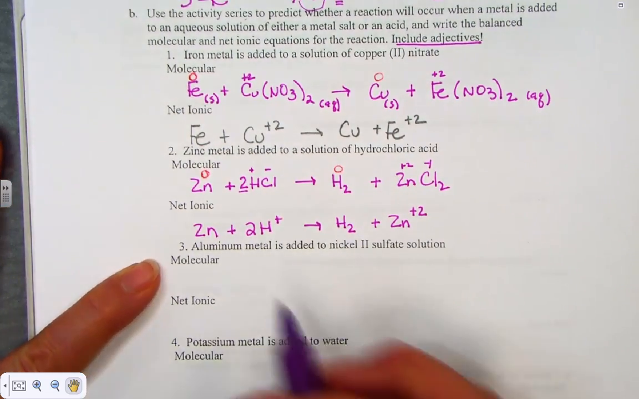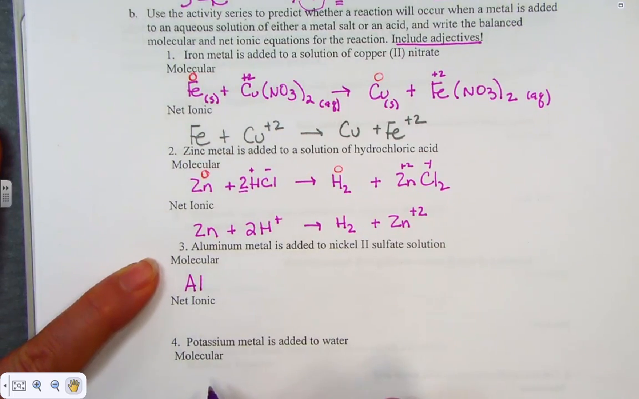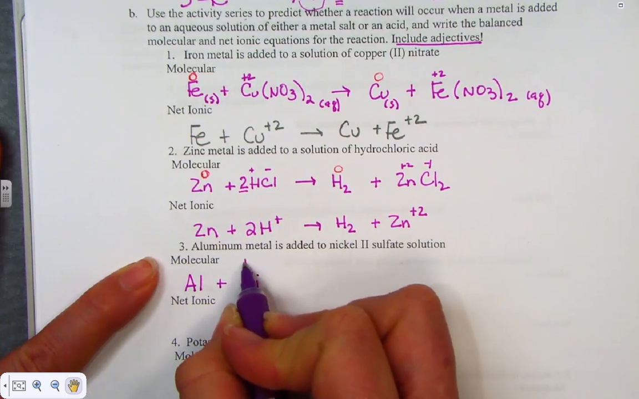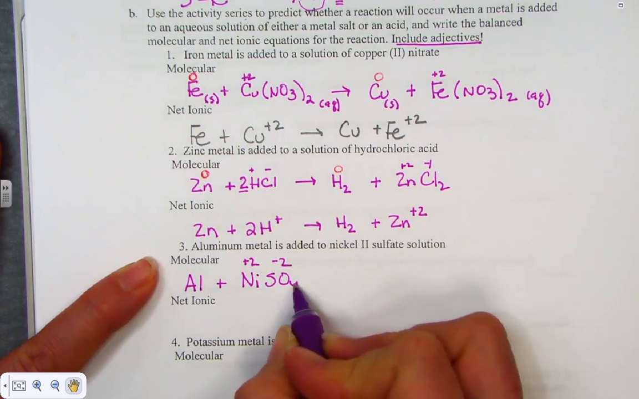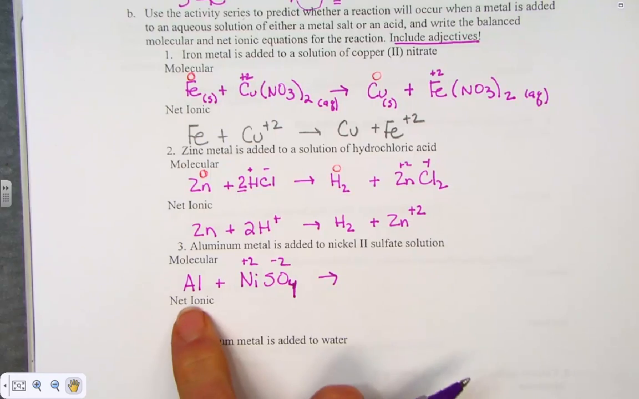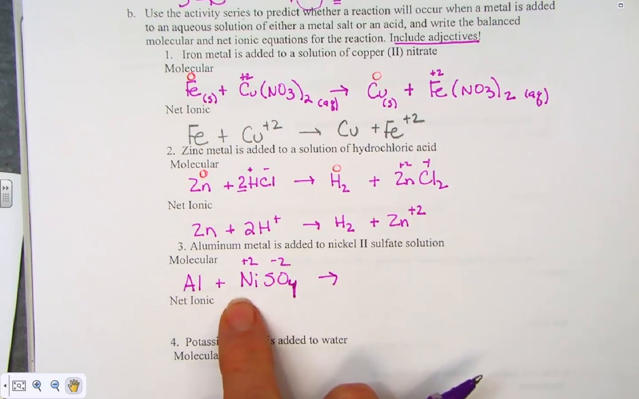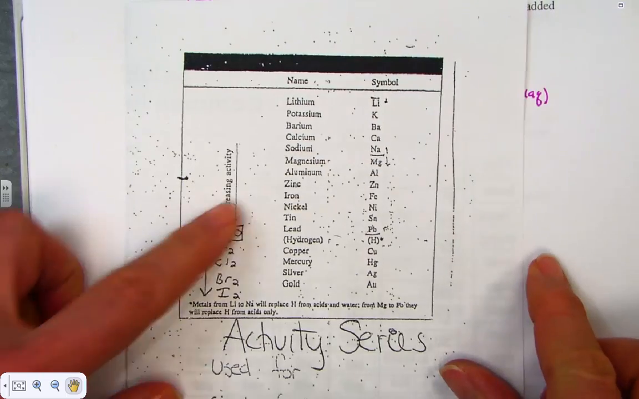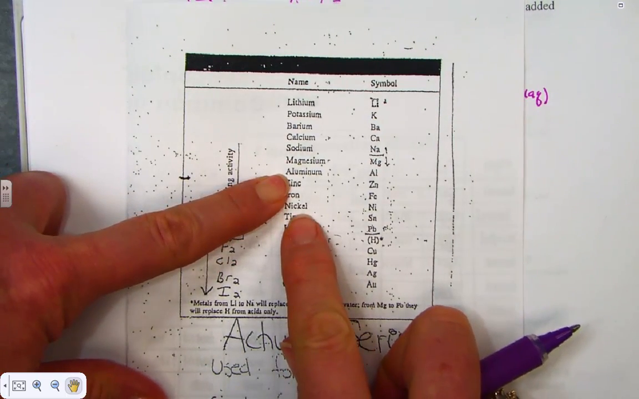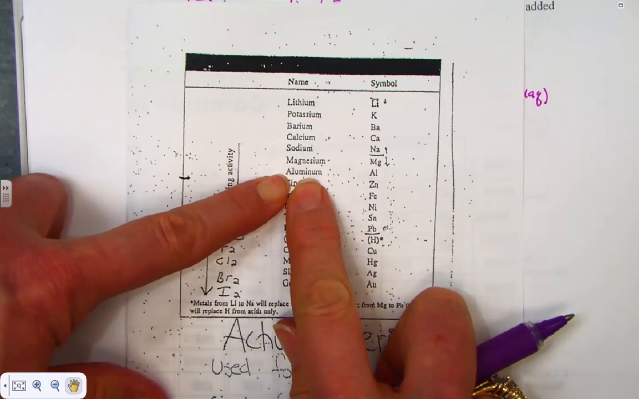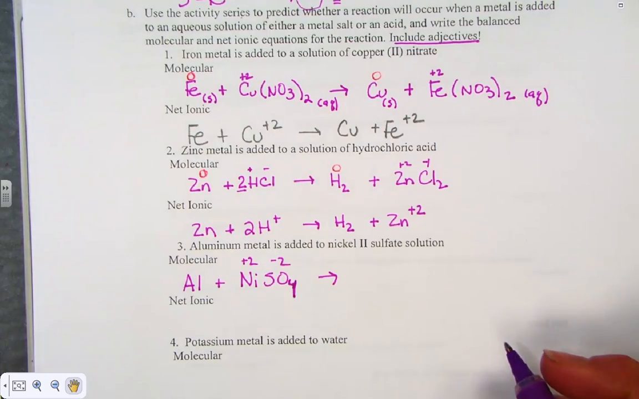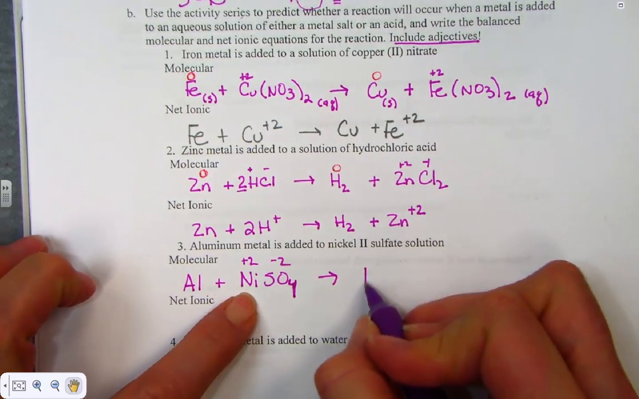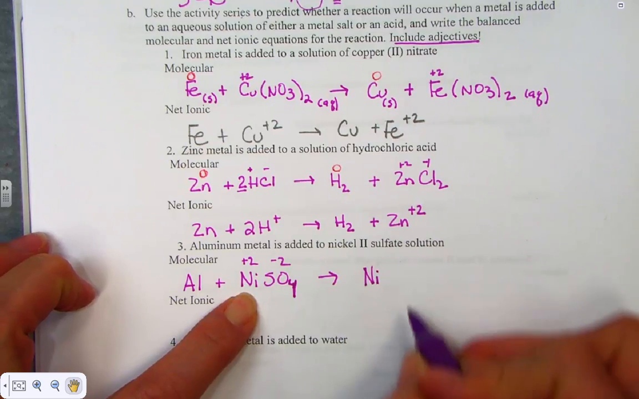Let's try number 3. Aluminum metal, so solid aluminum, added to a solution of nickel 2 sulfate, so NiSO4, and that is aqueous. Is aluminum strong enough, active enough to displace nickel? Here's aluminum, here's nickel. Indeed, aluminum is more likely to be oxidized. It's higher up on our activity series, so this reaction will go.